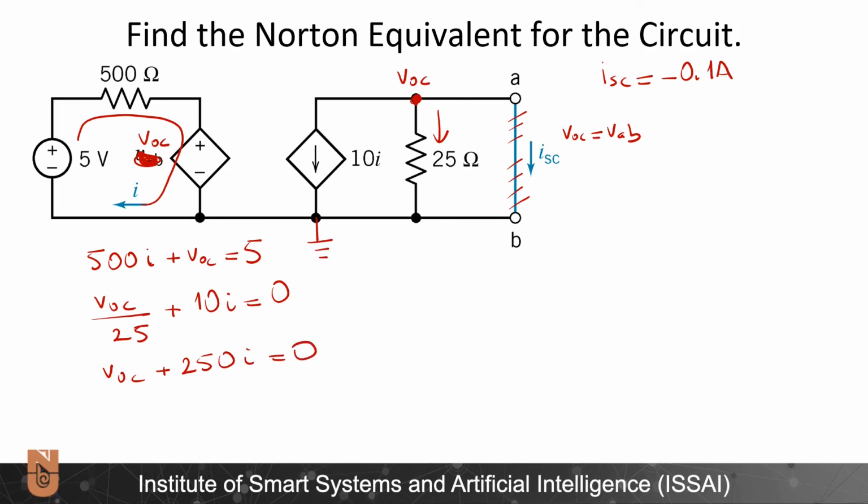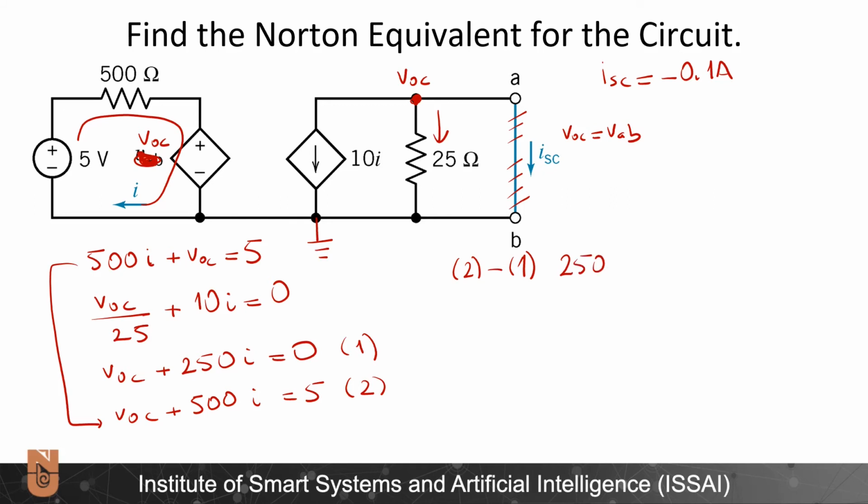Let's write this equation here again. I will change the places of the terms VOC and I: 500 I plus VOC is equal to 5. Let's call this equation 2 and let's call this equation 1. I will subtract equation 2 from equation 1, and I end up with 250 I is equal to 5 volts. From here, I is equal to 20 milliamperes. I found I. Now I need to find VOC.